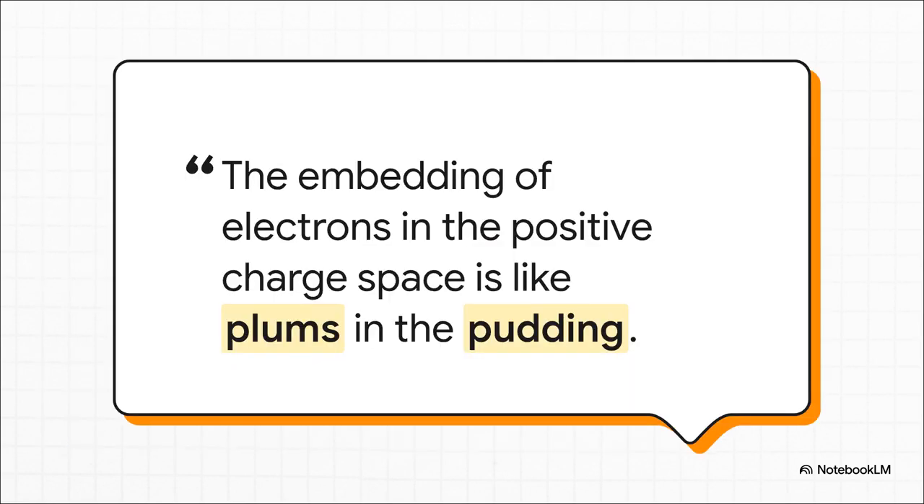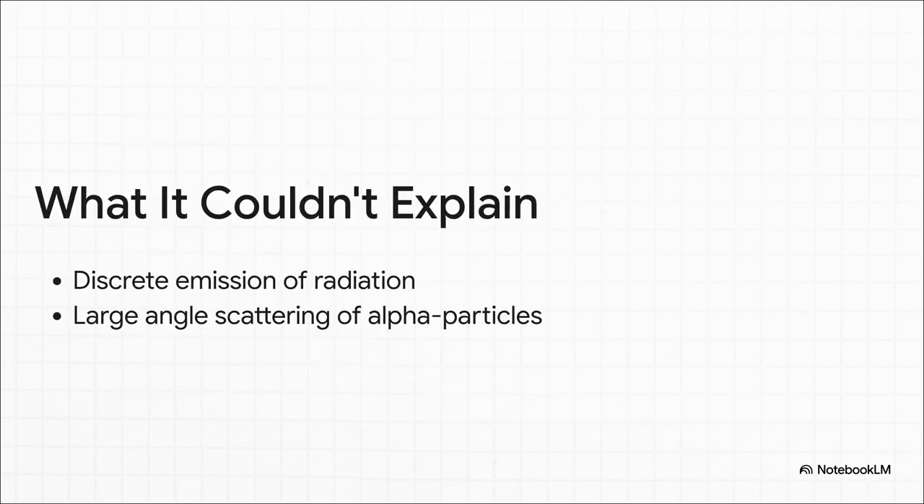And this idea got a fantastic nickname, the plum pudding model. Now, if you're not from the UK, you might be like, what's plum pudding? Just think of it like a chocolate chip cookie or a blueberry muffin. You've got this big positive dough, and the little negative electrons are like the chocolate chips or blueberries scattered inside. Simple, right? But you know, this simple model had some big problems.